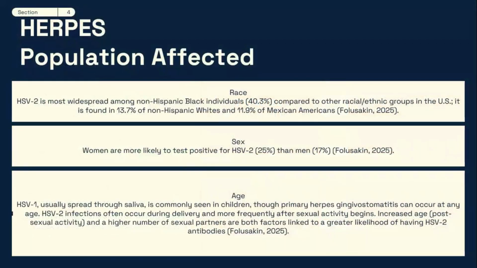When we're talking about the populations that are affected by herpes, if we break it down by race, World Health Organization data shows that HSV2 is most prevalent among non-Hispanic Black individuals, followed by non-Hispanic whites, and then Mexican Americans in third. Women are more likely to test positive for HSV2 than men, and HSV1 is commonly found in children and is typically spread through saliva, while HSV2 is more common after the start of sexual activity and during delivery. Older age and a higher number of sexual partners increases the likelihood of having HSV2 antibodies.